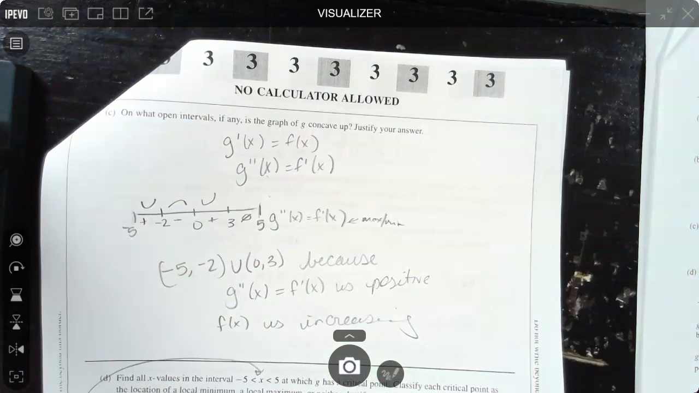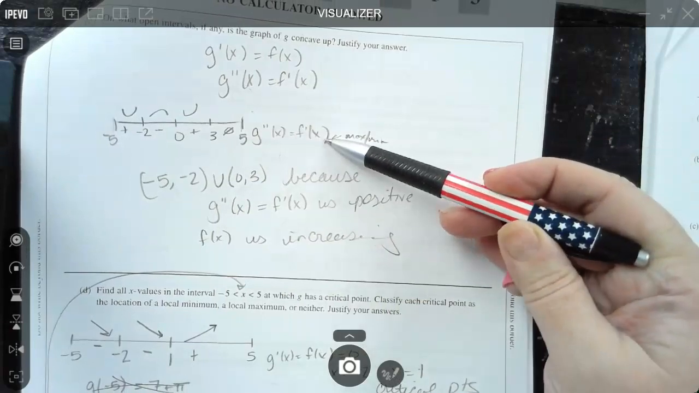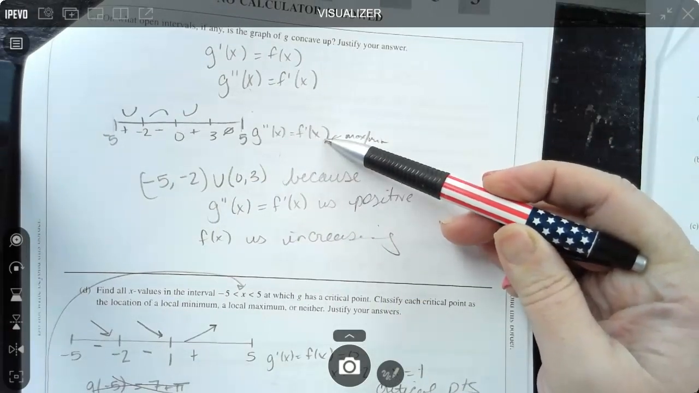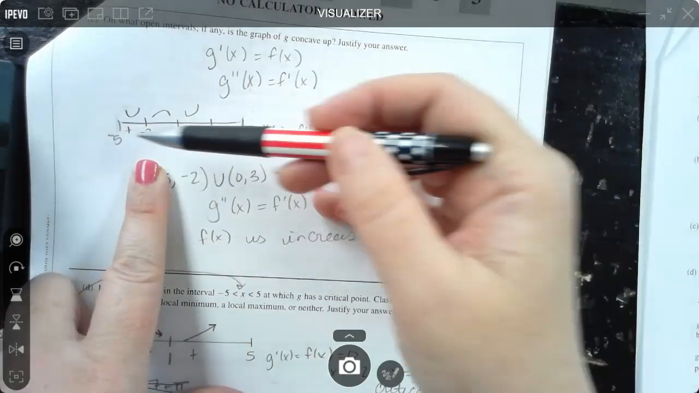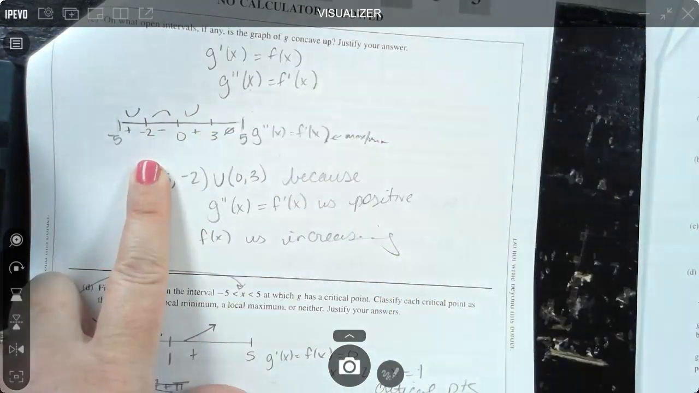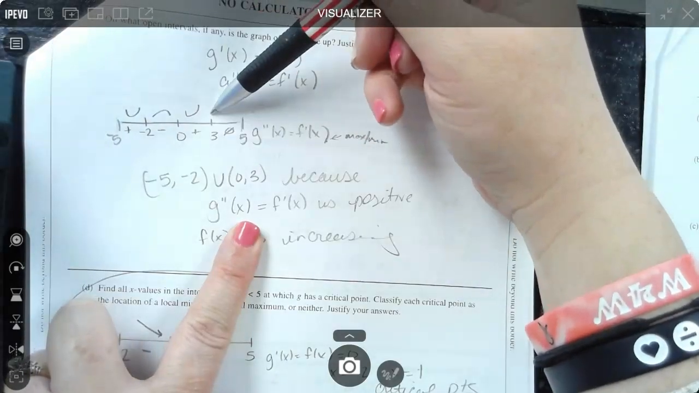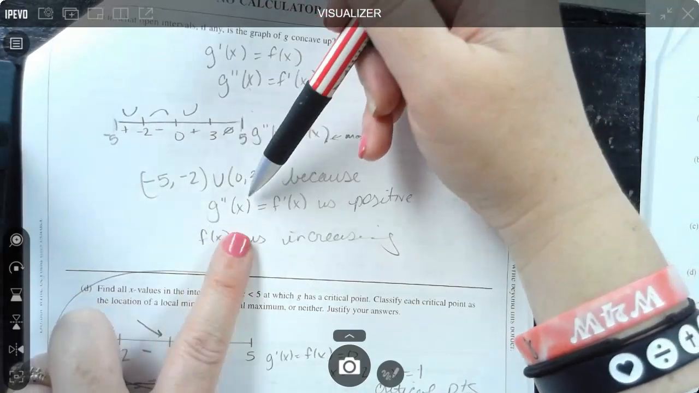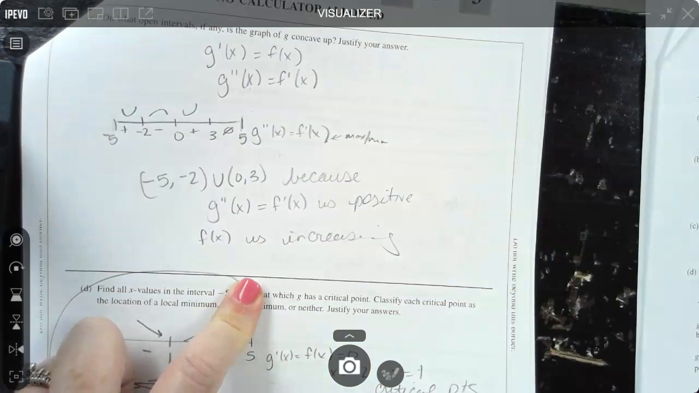Here's where I'm looking, and I even made myself a note. I'm talking about maxes and mins of the derivative because I get confused, so I have to picture it on an interval like this. If you put your maxes and mins in here, what am I looking for? Concave up. There are 2 intervals where it's concave up, because the second derivative, which is equal to the first derivative of f, is positive, therefore f is increasing, and so g is concave up.